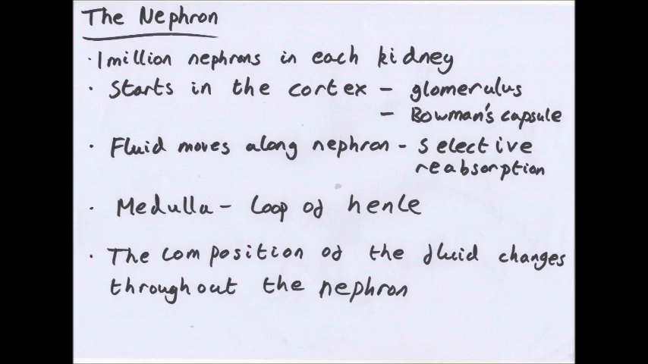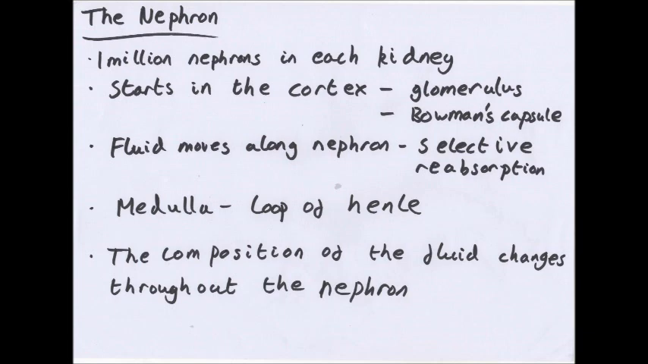Now, the nephron, as we said, 1 million nephrons in each kidney, starts in the cortex with the glomerulus. The fluid moves away from the glomerulus. Now, this is where selective reabsorption occurs. Then it goes into the medulla, where you have the loop of Henle. And the composition of the fluid changes throughout the nephron. Now I'm just going to explain that a little bit. Firstly, selective reabsorption is when useful substances are reabsorbed from the nephron into the bloodstream, while other excretory substances remain in the nephron.